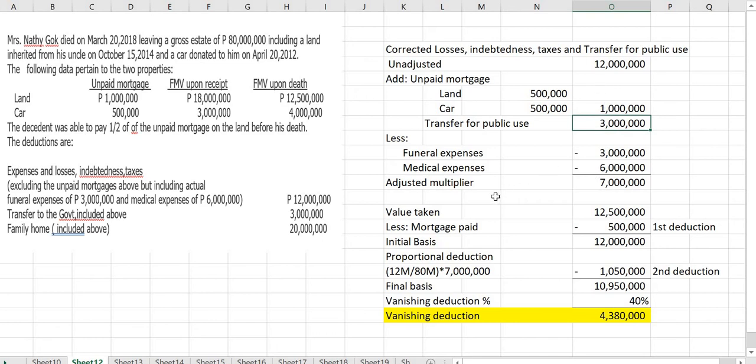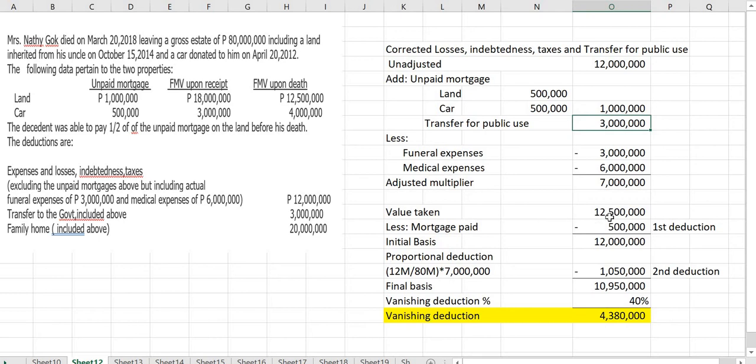Then, funeral expenses and medical expenses are not included in the multiplier. And take note also that the funeral expenses, judicial expenses, and medical expenses are no longer allowed as a deduction from the gross estate. Before, under the TRAIN law, you could claim funeral and medical. Okay? So, we have an adjusted multiplier of 7 million. Okay? So, we have a value taken of 12.5 million.